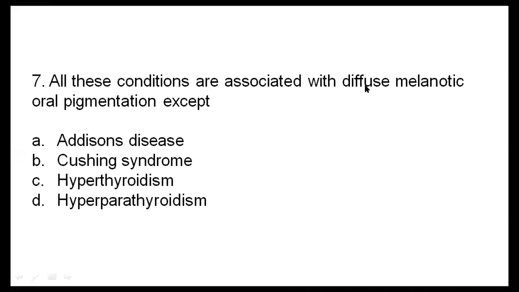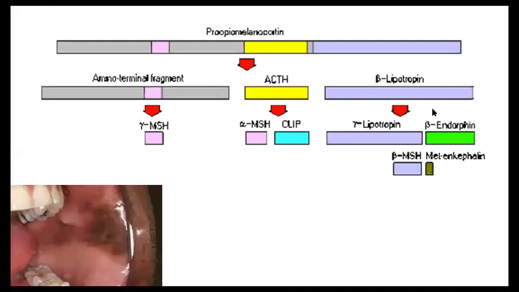I'll just show you some pictures. Why ACTH? Because ACTH is produced from the precursor hormone called pro-opiomelanocortin. Pro-opiomelanocortin also contains the MSH as well as ACTH. Whenever there is an increased production of ACTH, MSH is also going to be increased. MSH is melanocyte stimulating hormone. So in all conditions where ACTH is increased, MSH is also increased.